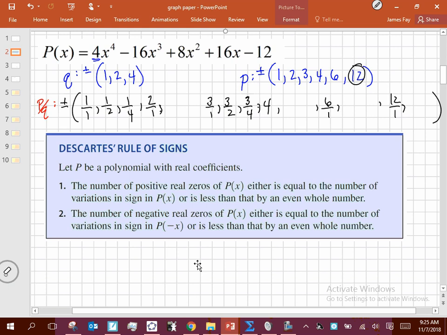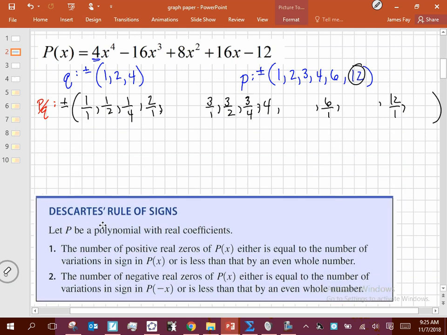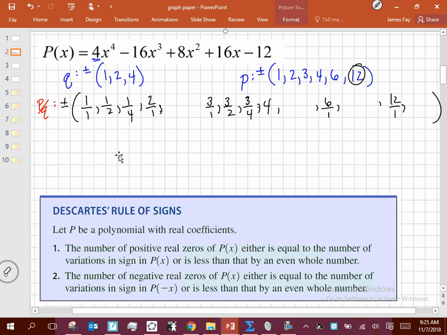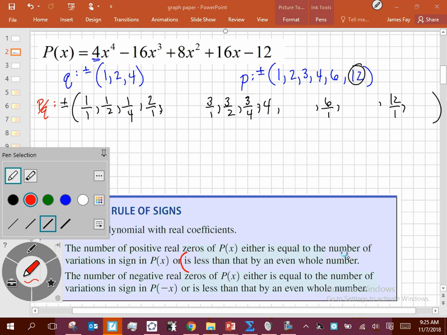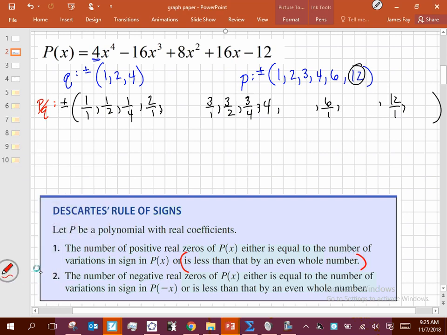So we're going to attack this one rule at a time, or one aspect of the rule at a time. The first one says the number of positive real zeros of P of x either is equal to the number of variations in sign in P of x, or is less than that by an even whole number. This phrase is kind of weird, but basically it's the concise way of saying start subtracting multiples of 2 until you get down to 1 or your first negative result.